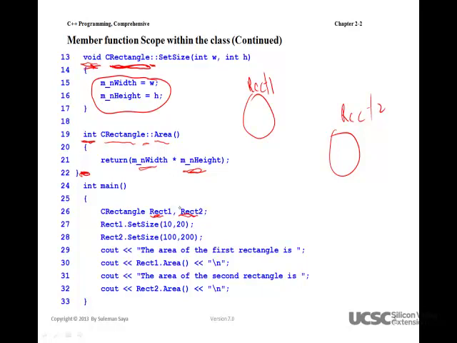Now, just to have a quick review, when we say it's an object, that means it has characteristics and behavior. Okay, so what are the characteristics? In our case, the characteristics are height and width. What is the behavior? The behaviors are the member function names, area and set size. These are the behaviors. Okay, so that's why we call them objects.